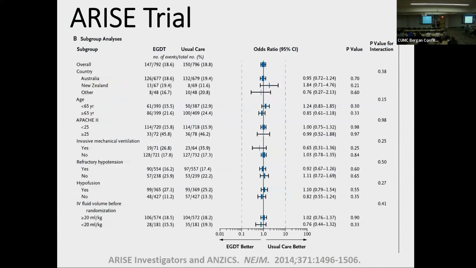And if you go, well, what about subgroups of patients? Because early goal-directed therapy, my interviewers, they don't show you subgroups. ProMISe doesn't show you subgroups. ARISE does a nice job of showing you subgroups. And there's not any subgroup where it looked like early goal-directed therapy was beneficial. Again, recognizing that usual care had changed a little bit at this point.